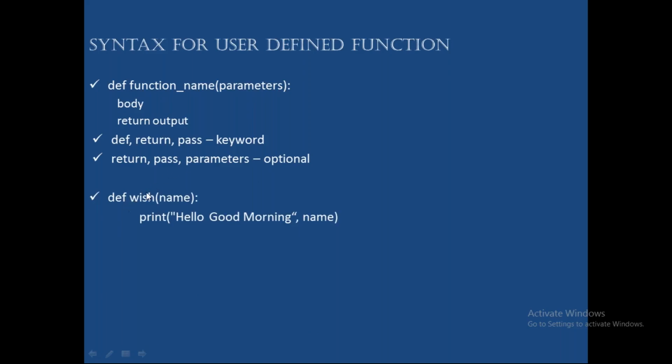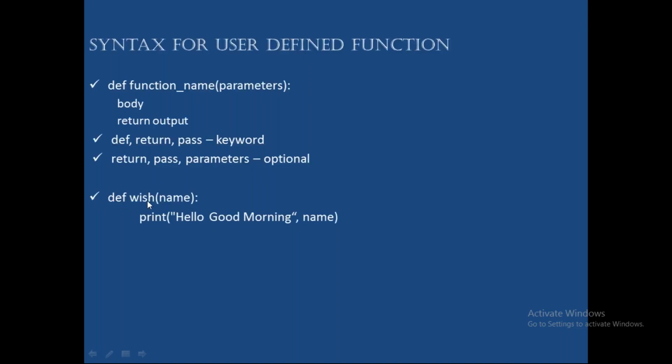Next, def wish name, print hello, good morning name. So this is the function I have defined. In this, wish is the name of the function, name is the parameter, and this name I am using here. Understood this one? Def wish name, print hello, good morning name.